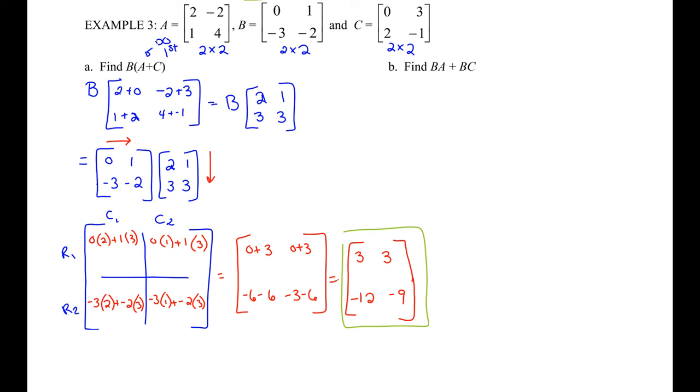Alright, please see if you can do example 3b by yourself. So first multiply B and A together, then multiply B and C together, then add those two matrices that you just created together to get your final product.